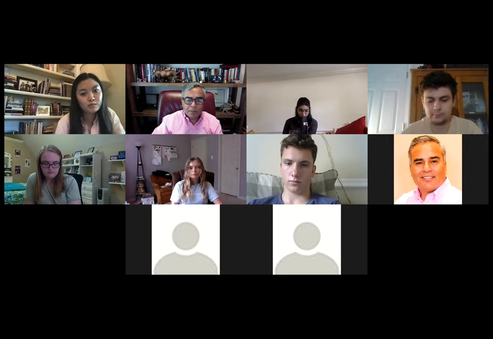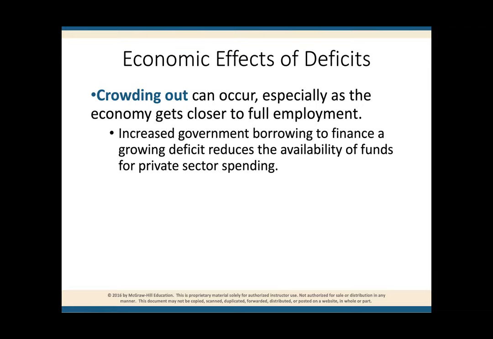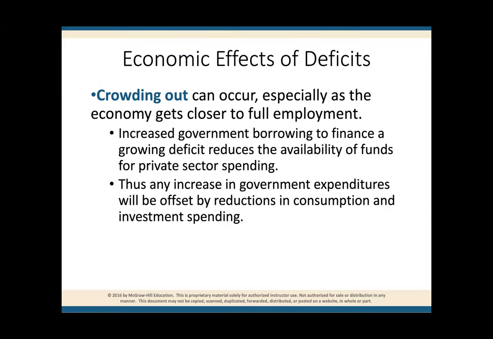Okay? So, let's continue. Crowding out can occur, especially as the economy goes into full employment, because it simply means that government is borrowing a humongous amount of money. So increased government borrowing to finance a deficit reduces the availability of funds for private sector spending. Okay. What I just told you, that investments decrease simply because there's less money available. So then when the government increases its expenditures, this is going to be offset by a reduction in consumption and investment spending.